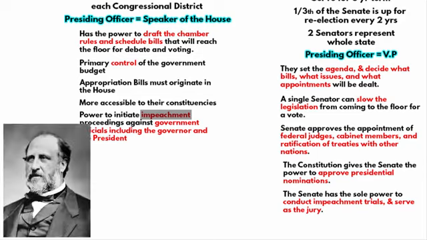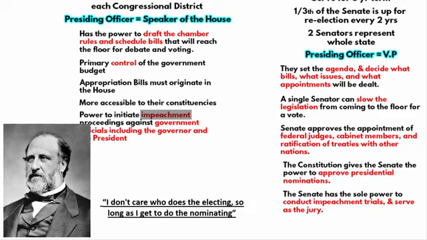There is a famous saying by William Tweed, who was a member of the US House of Representatives, and he also went on to become a senator during the mid-19th century. There is a famous quote by him. It says, "I don't care who does the electing, so long as I get to do the nominating."